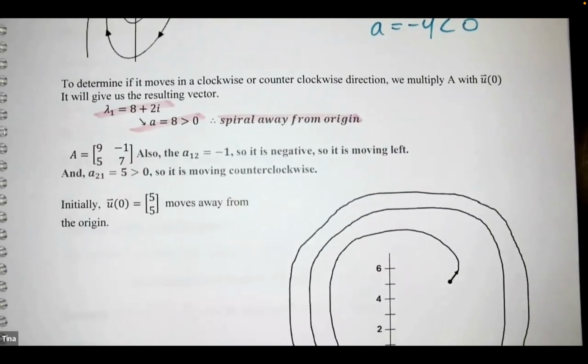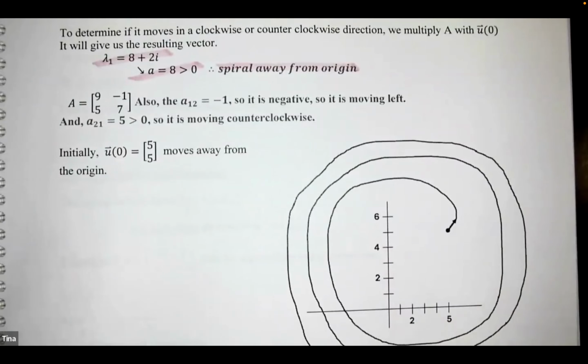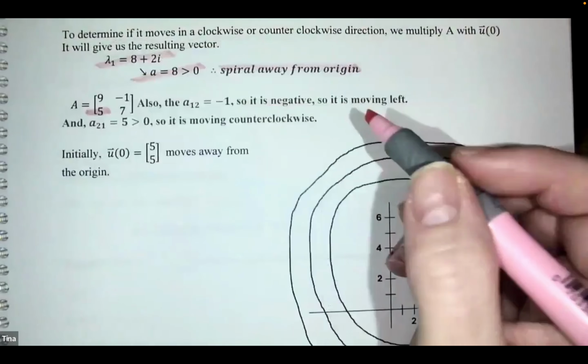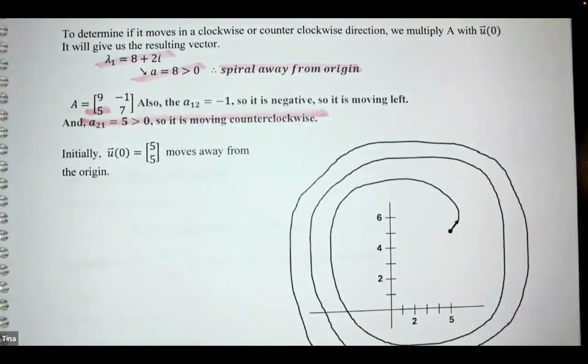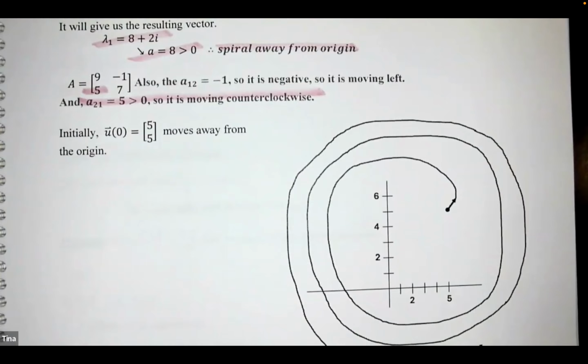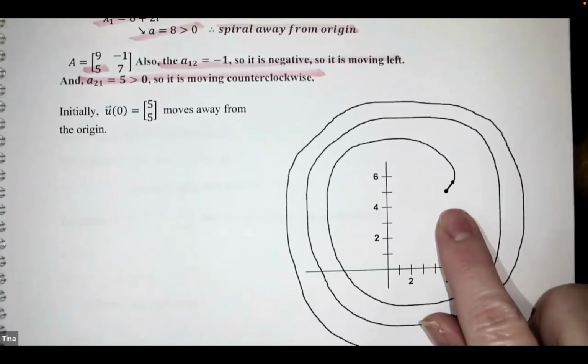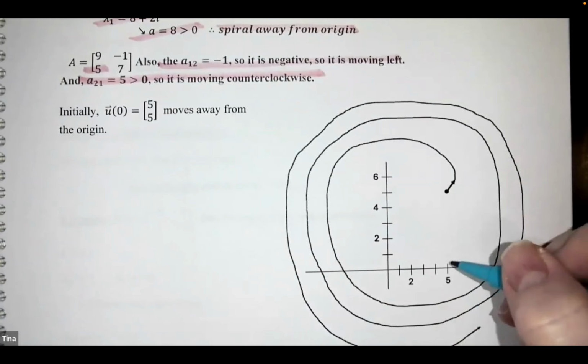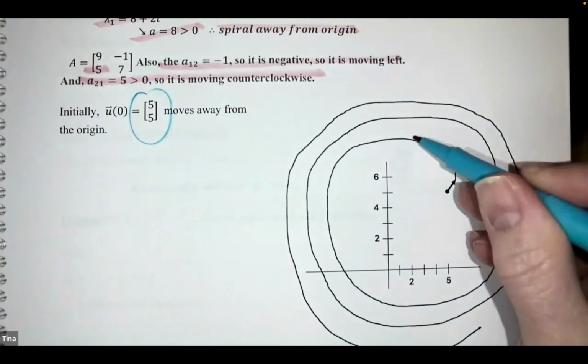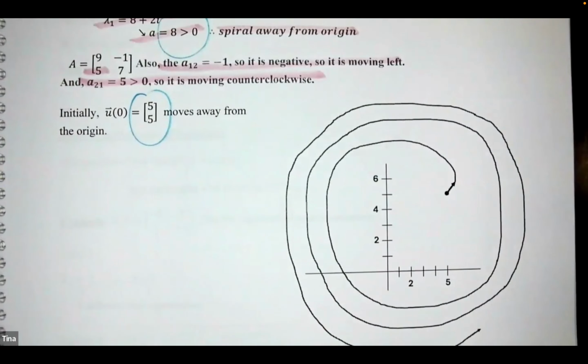And this was my matrix. So I can look at the 2,1 spot or the 1,2 spot. The 2,1 is 5, so it's greater than 0, so it's going to be moving counterclockwise. And the 1,2 spot is negative 1, so it's going to be moving left. So if you plot the initial condition, which is 5, 5, it's just kind of moving left and around, and it has to go away from the origin because our a is positive. And again, they'll just be looking for a super, super quick sketch, right? Nothing major there.